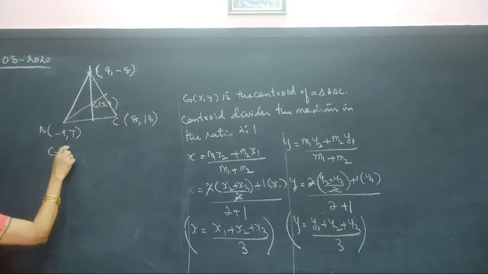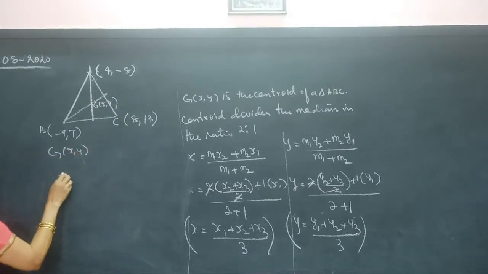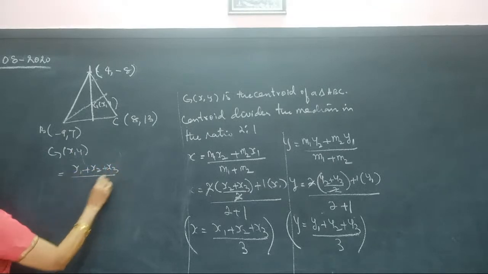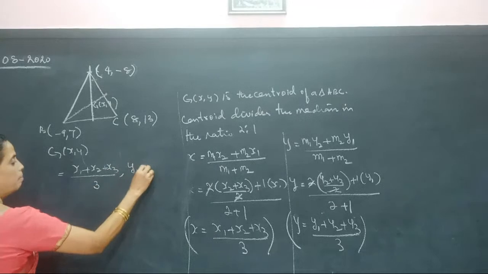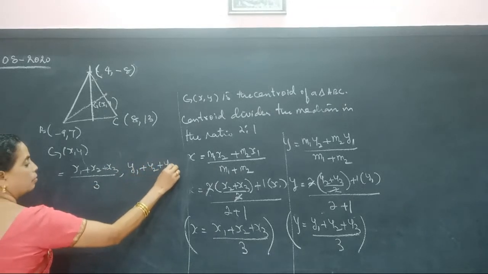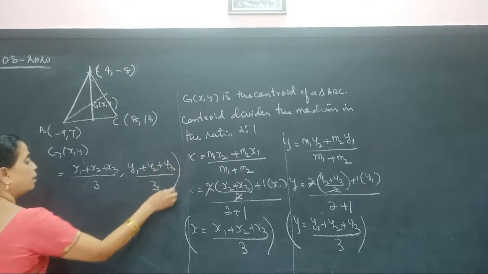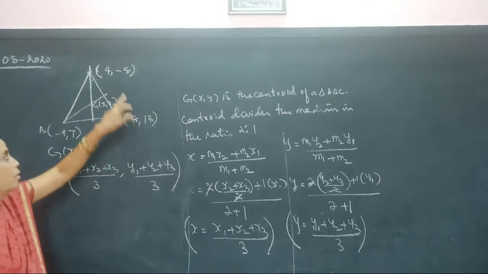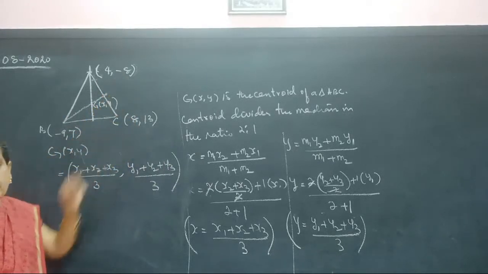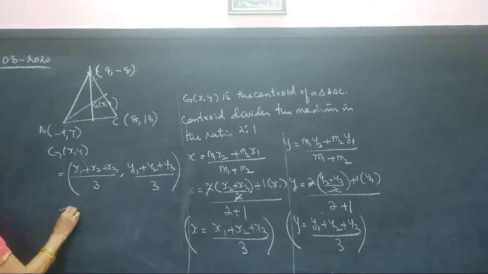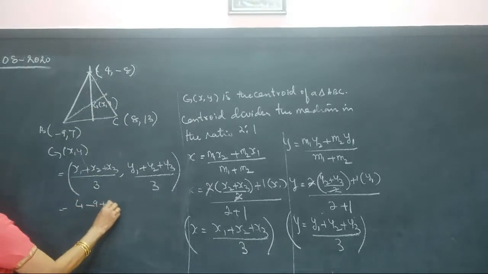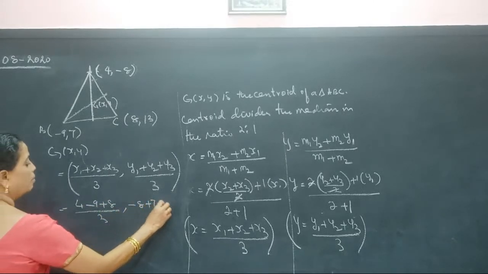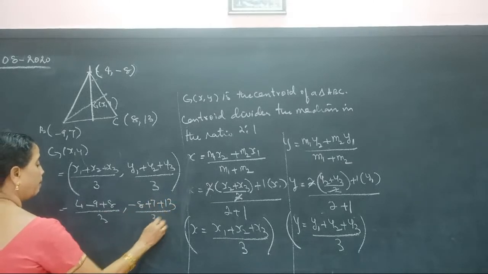That is, G(x, y) can be taken as ((x1 + x2 + x3)/3, (y1 + y2 + y3)/3). Here we know these are x1, x2, x3, y1, y2, y3. Substitute, what do you get? (4 − 9 + 8)/3, (−8 + 7 + 13)/3.